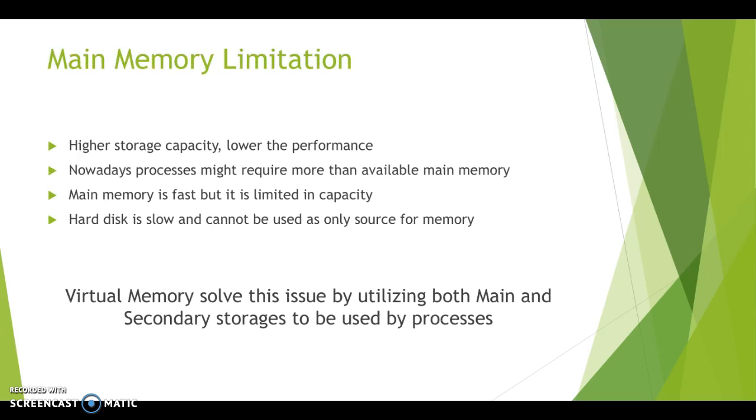Higher storage capacity and lower performance is one of the main memory limitations. Nowadays processors might require more than the available main memory. Main memory is fast, but it is limited in capacity and expensive to expand. Hard disk is slow and cannot be used as the only source for main memory. That's why virtual memory solves this issue by utilizing both main and secondary storage for use by processors.